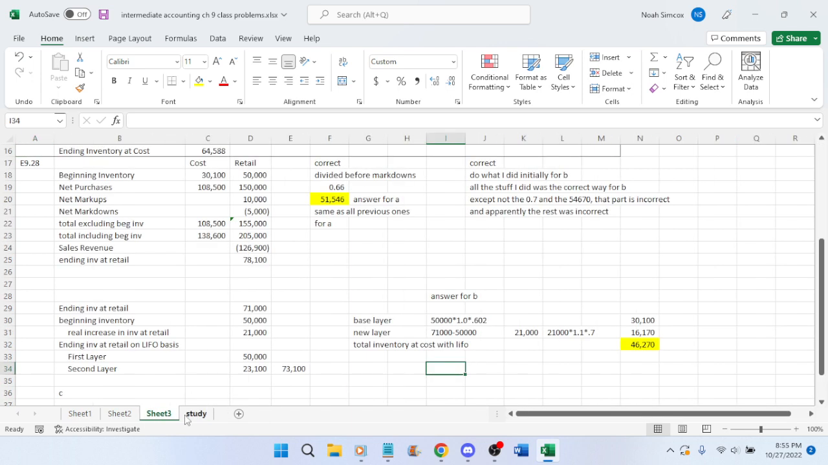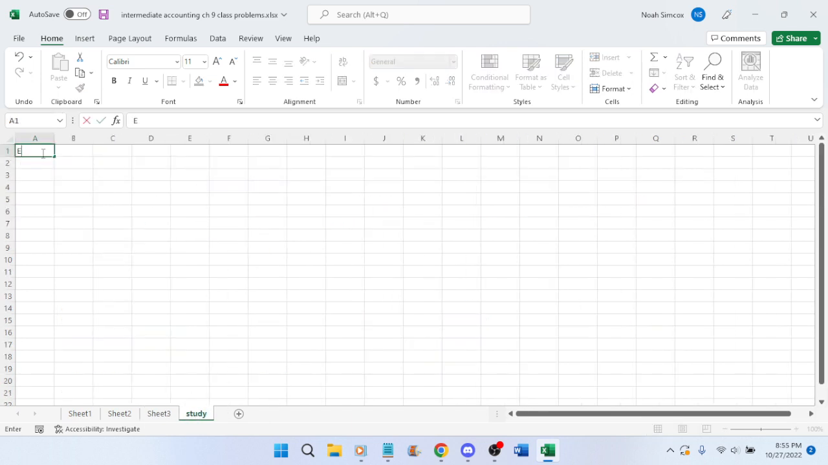Anyways, exercise 9.28. Please tell me I can just get this dollar value LIFO. I don't know why I'm having so much trouble with dollar value LIFO. What is the big deal with dollar value LIFO?